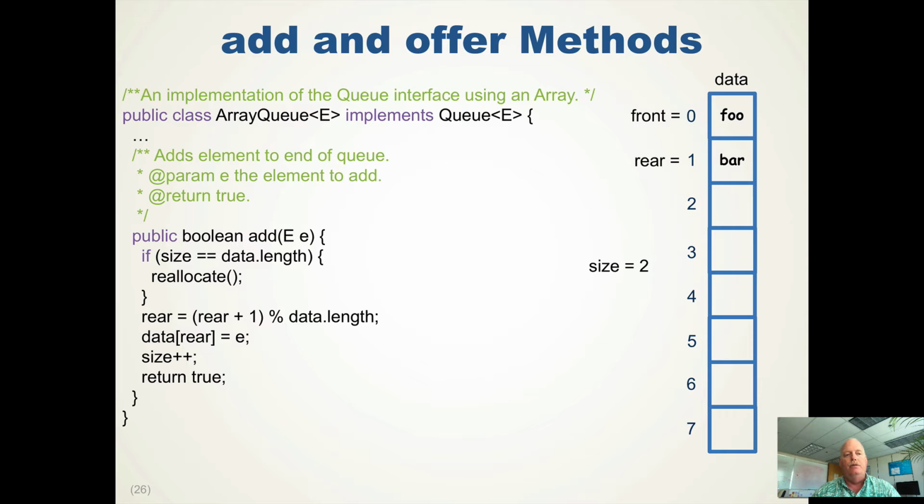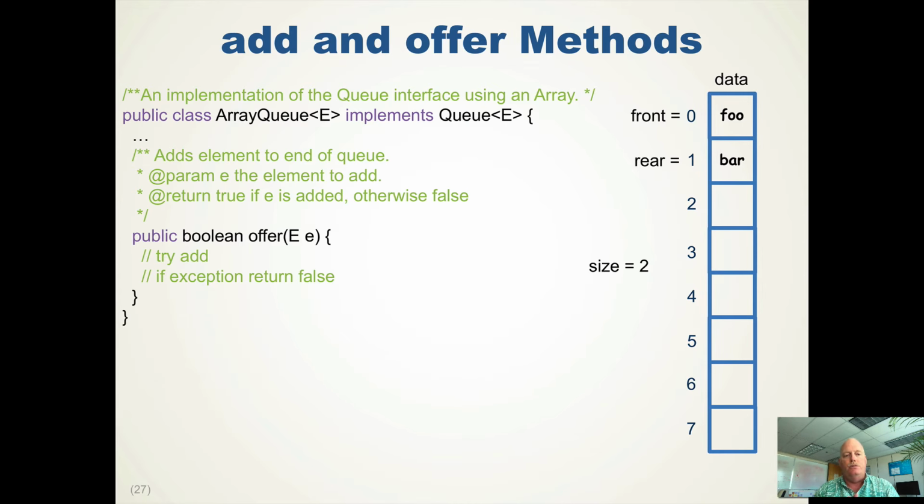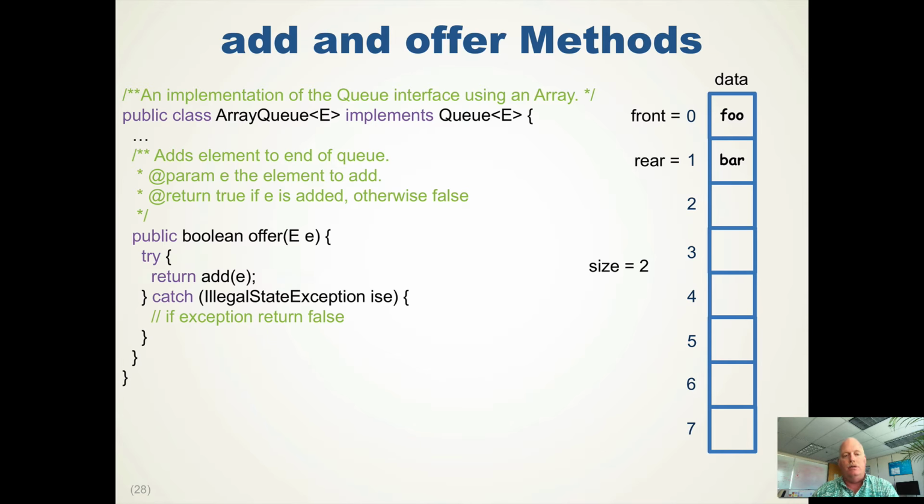So now the offer method is going to return true if it's added, otherwise it's going to return false. It's not going to throw an exception. So instead of copying the code, we can try to do the add, and if there's an exception we can return false. So we're going to try to return add. If it succeeds, then we added it. If it doesn't succeed, it throws an exception, we just need to return false. And because the add method is big O of 1, and this is just calling that, this is a big O of 1 operation, and that's the offer method.